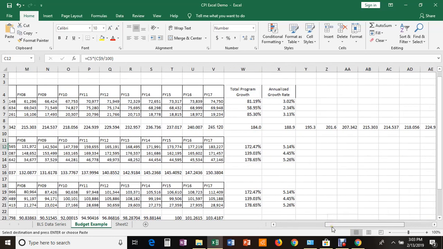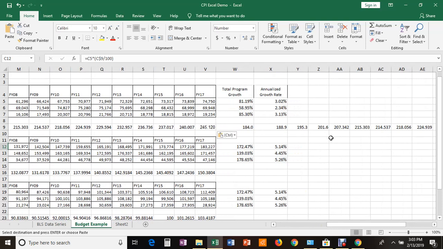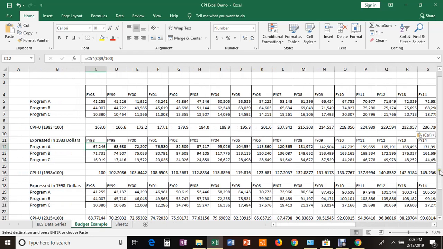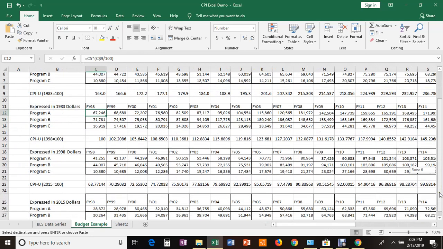And here I see, in terms of 1983 dollars, the program actually grew by a lot more in constant dollars. Program A grew by 172%, B by 139%, and C by 178.65%. And the annualized growth rate average obviously increased as well. Okay, so that's 1983, and that's really fascinating.